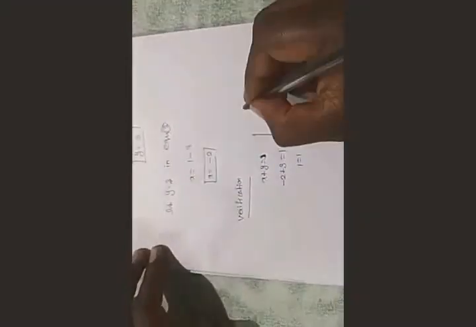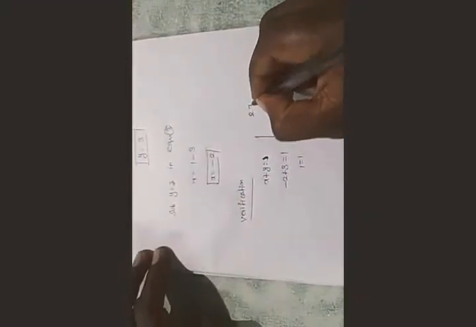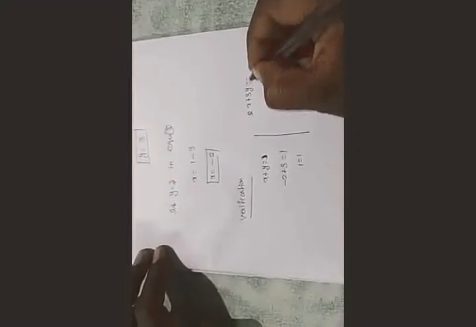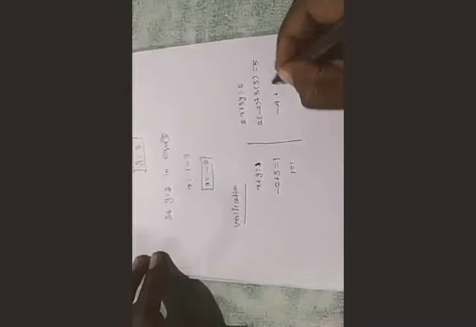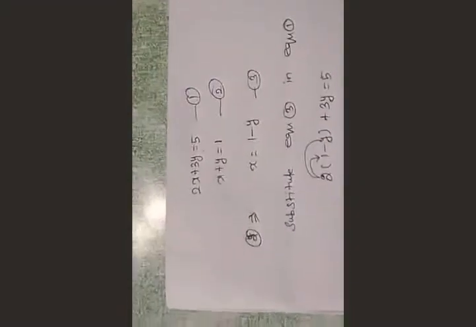Substitute in this equation also. 2x plus 3y is equal to 5. 2 into x value minus 2, plus 3 into y value 3, is equal to 5. 2 into minus 2 is minus 4, plus 3 into 3 is 9. 9 minus 4 is 5. So both are correct. Okay. So students listen.